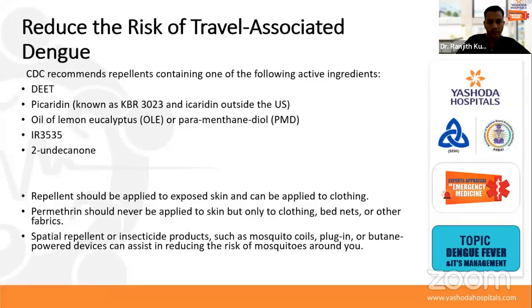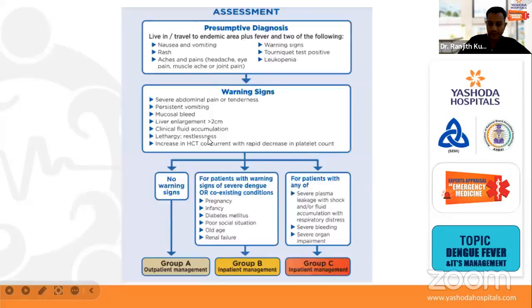People who are planning to travel to dengue affected areas are usually recommended mosquito repellents like DEET, oil of lemon eucalyptus, and other things. Use of permethrin is usually restricted to the clothing, and we are not supposed to apply it to the body.